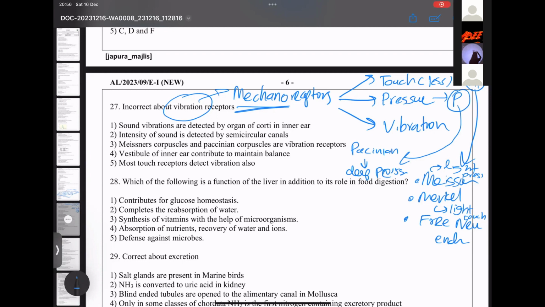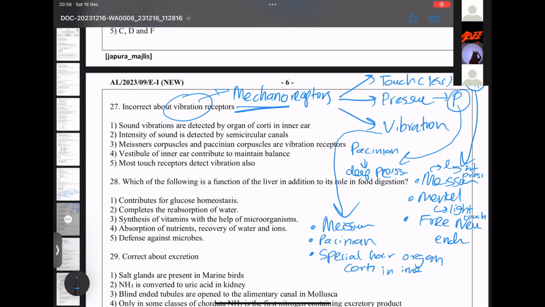And then we are going to vibration receptors. All the touch and pressure receptors also come under vibration receptors, so they can also detect vibrations. That includes Meissner corpuscles, Pacinian corpuscles, and the special hair cells present in the organ of Corti in the inner ear, and then hair cells in the vestibule of the inner ear.